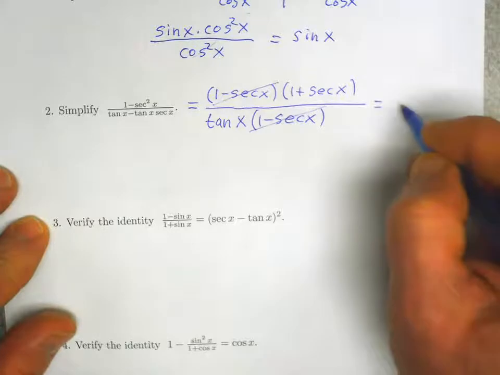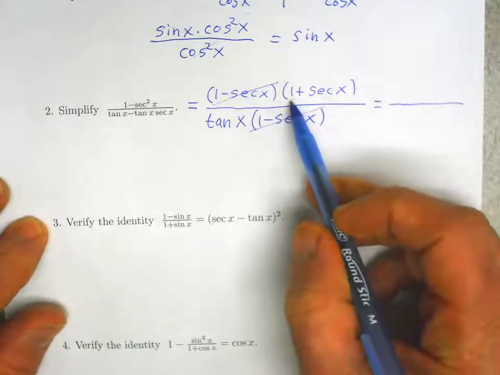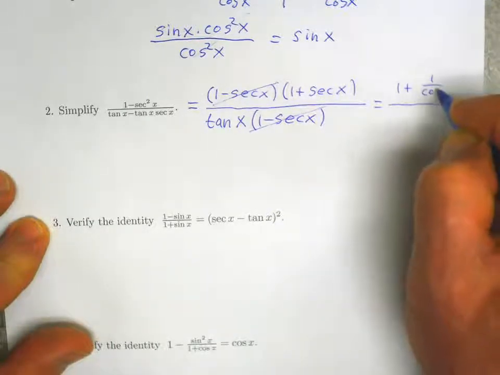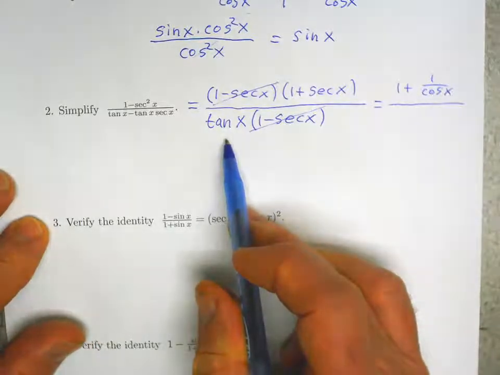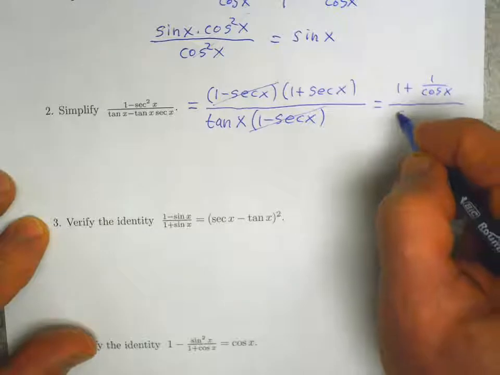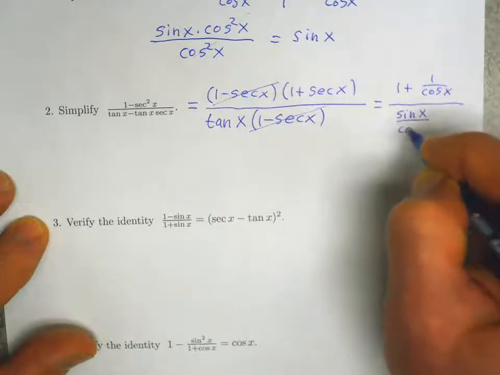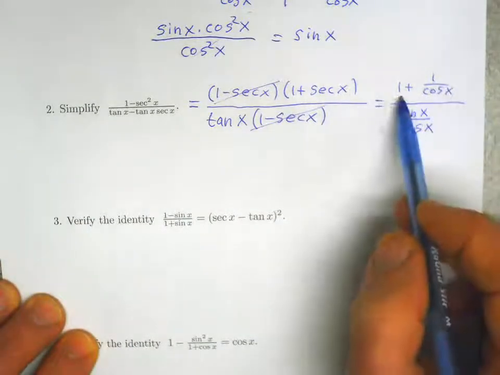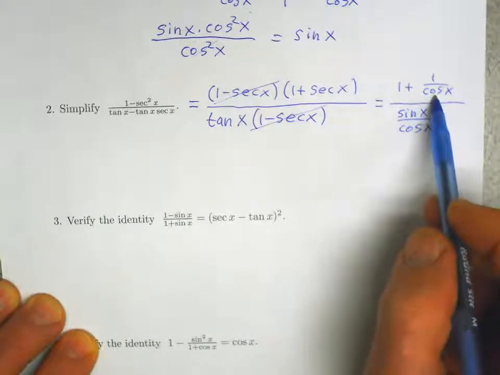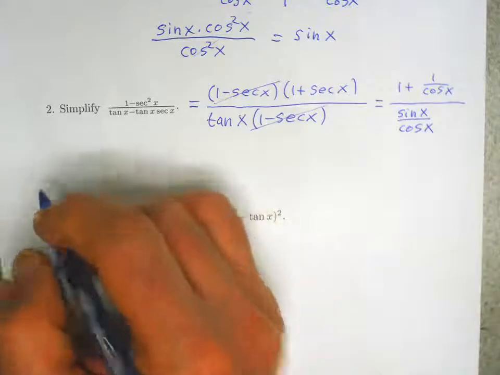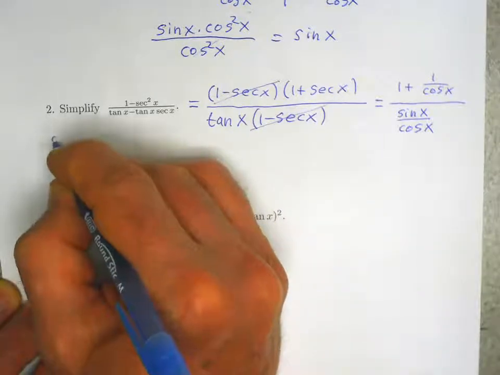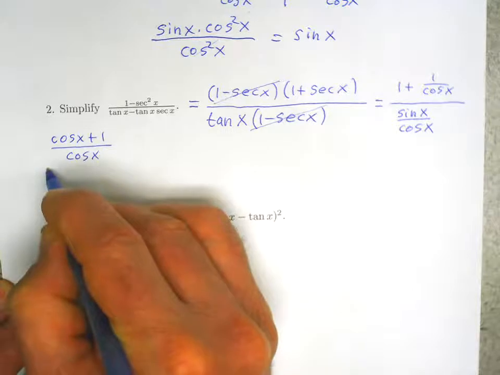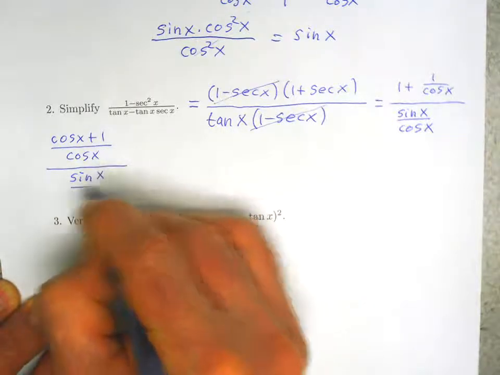So I suppose what I would do is, in the numerator, write 1 plus secant of x as 1 plus 1 over cosine of x. And in the denominator, rewrite tangent of x as sine of x over cosine of x. And then in the numerator on top, we'll write it with a common denominator, which is cosine of x. So 1 plus 1 over cosine of x is equivalent to cosine of x plus 1 over cosine of x. And we're dividing that by sine of x divided by cosine of x.